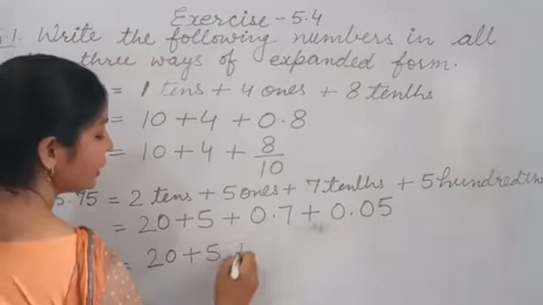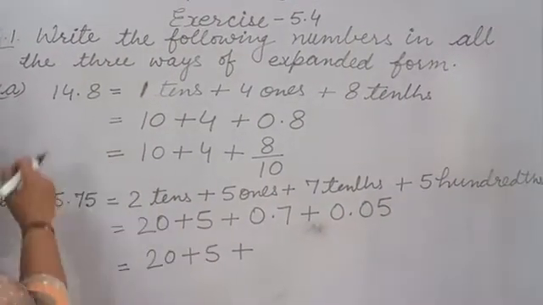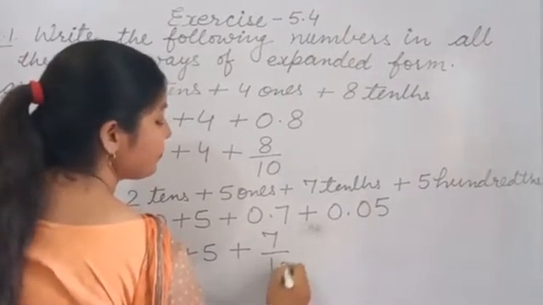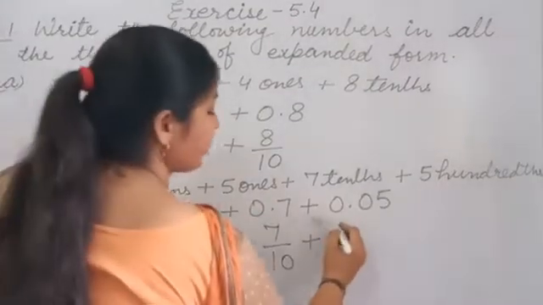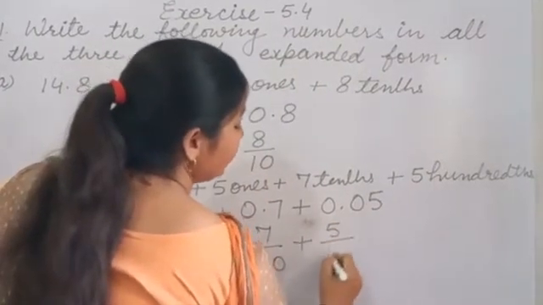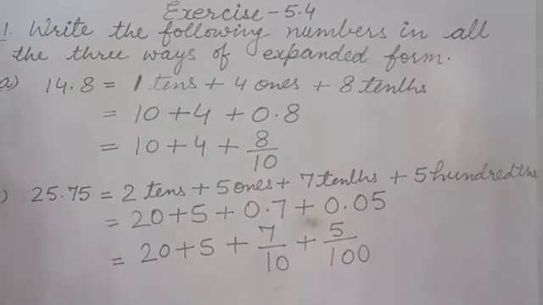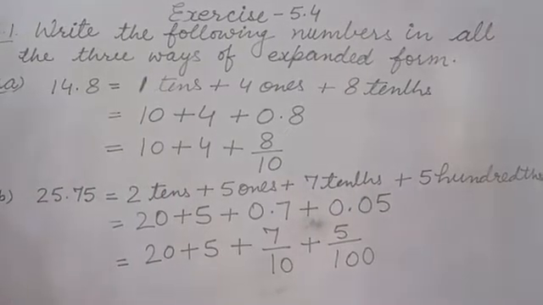And now we should write the decimal part in expanded form. So 7 is where? At the tenths place. So it becomes 7 upon 10, and 5 is at the hundredths place, so there will be 5 upon 100. Okay, so this is the method, 3 ways of expanded form. Now the C and D parts you will do yourself.